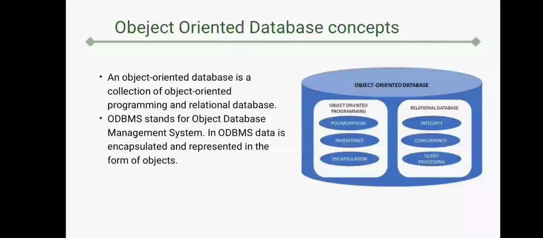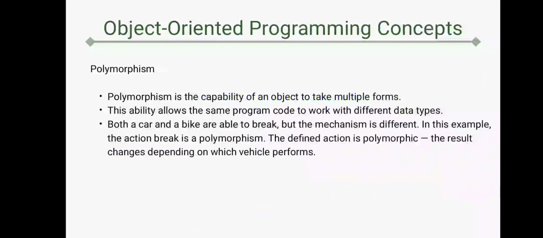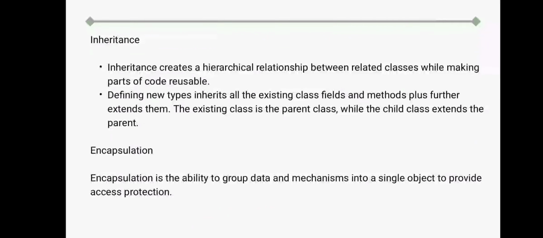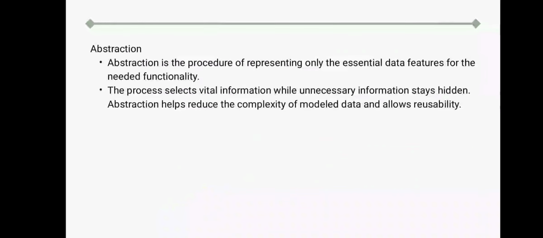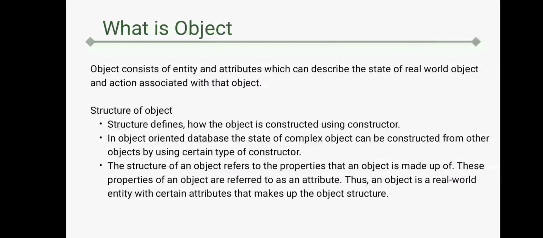In part 1 we studied what an object oriented database is: concepts like object, classes, method, pointers, polymorphism, encapsulation, inheritance and abstraction. These were the OODBMS concepts, or object oriented concepts. What are the characteristics we have learned? The characteristics were: easy to link with the programming language, no need for user defined keys, easy modeling, and can store non-textual data.